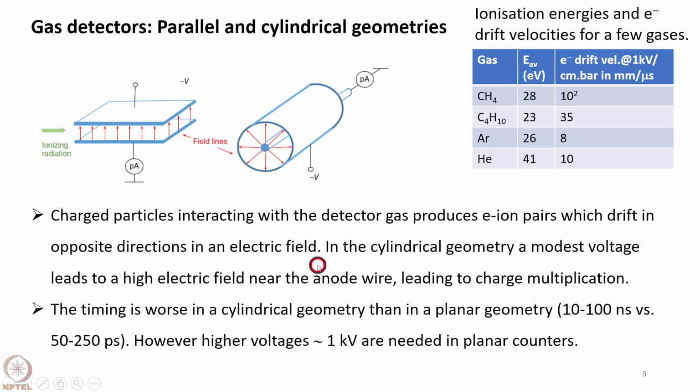In the cylindrical geometry, as I already said, there is a modest voltage. The timing is worse in cylindrical geometry because it depends on where the primary ionization takes place, and then it can take a long time for the pulse to develop. So this is of the order of 10 to 100 nanoseconds, whereas in parallel plate geometry, especially when you have closely spaced anode and cathode, you can get timings as good as 50 picoseconds, of the order of 50 to 250 picoseconds. However, higher voltages are needed, of the order of a kilovolt, in planar counters.